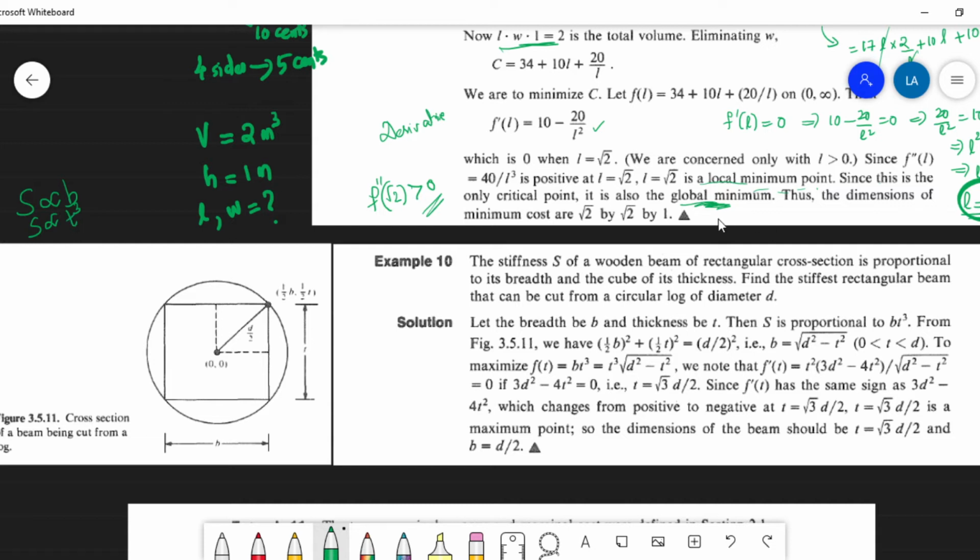Okay, so when you have S proportional to B, you can combine both of them to get S is proportional to BT cube. Okay, S is proportional to BT cube. You can combine both of them and say that. So that's what is written in the solution. Let the breadth be B and the thickness be T. Then we can say that S is proportional to BT cube.